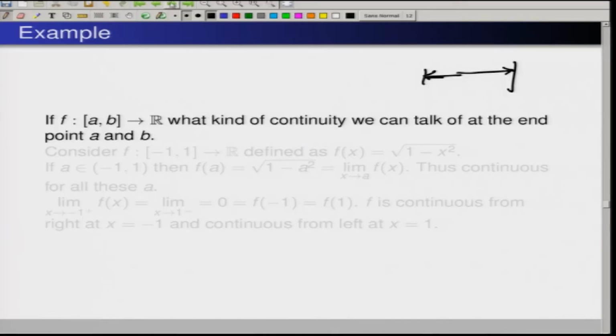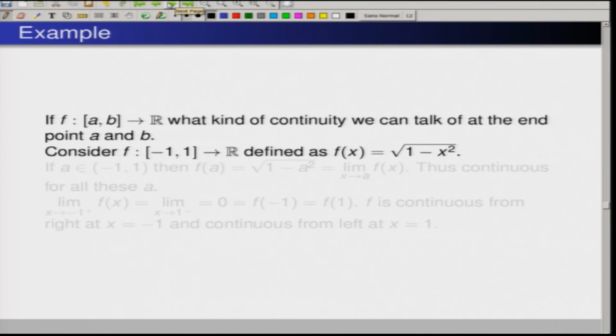Therefore, the only possibility at the right endpoint is that it can be at most left continuous. Now, for a concrete example, let us consider f of x equal to the square root of 1 minus x square. At minus 1 and at 1, f of minus 1 is equal to 0 and f of 1 is equal to 0. If x is bigger than 1, then 1 minus x square is negative, so the square root is not defined. So f is not defined outside 1.